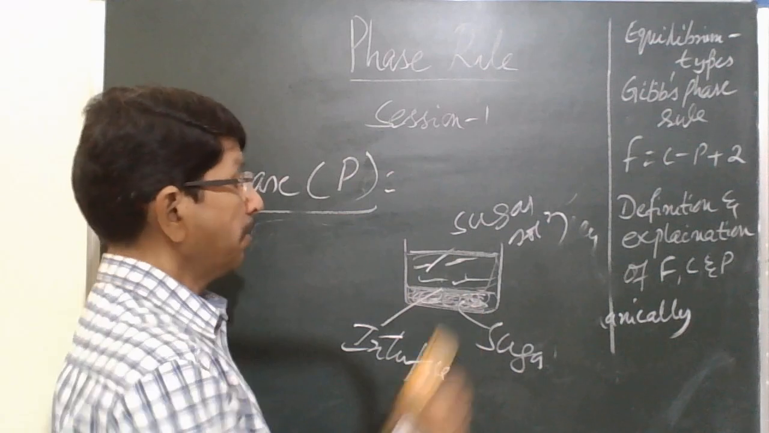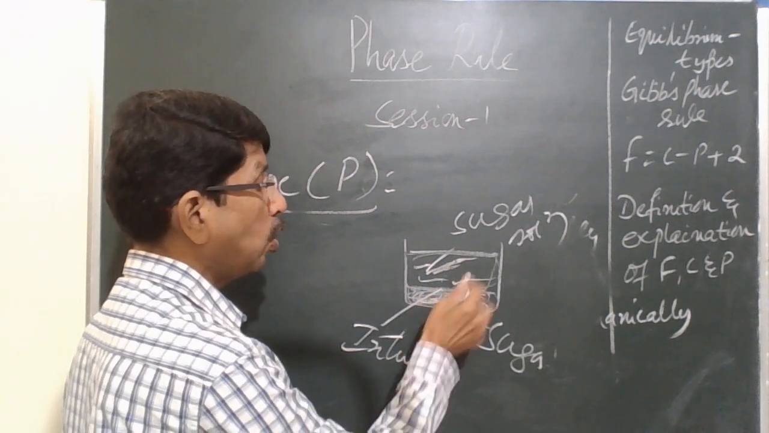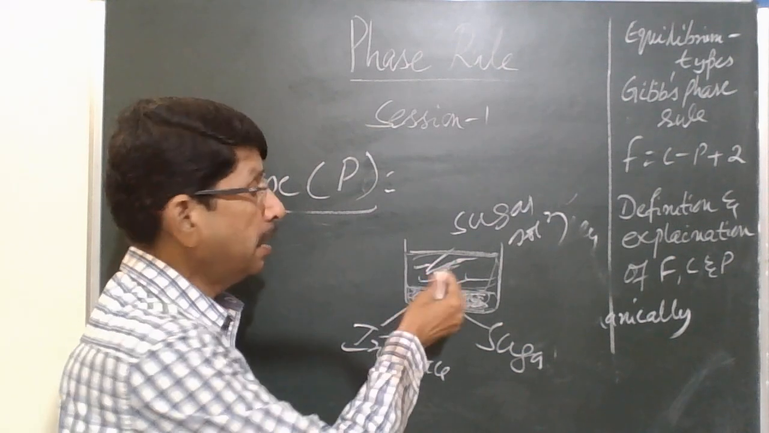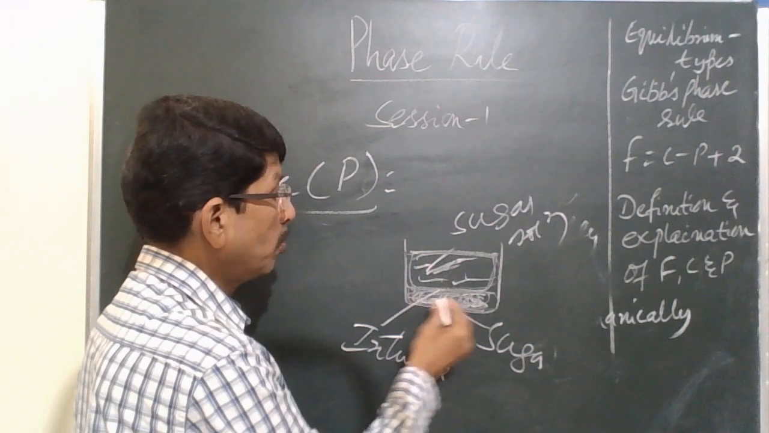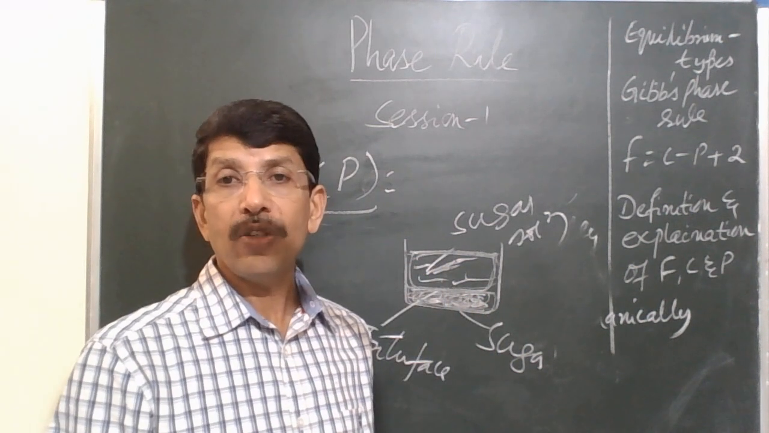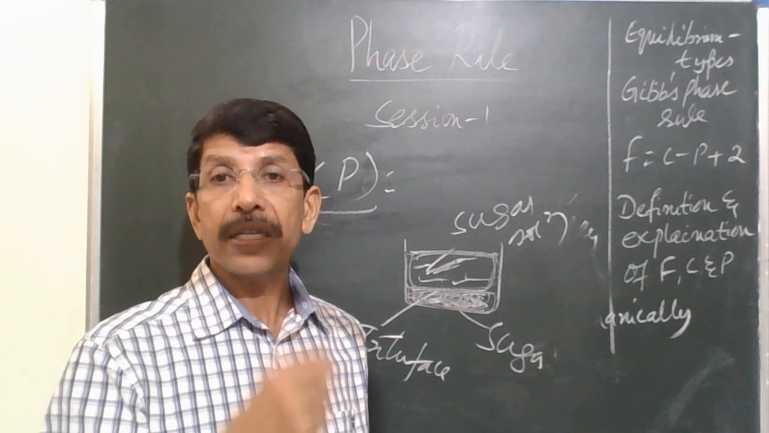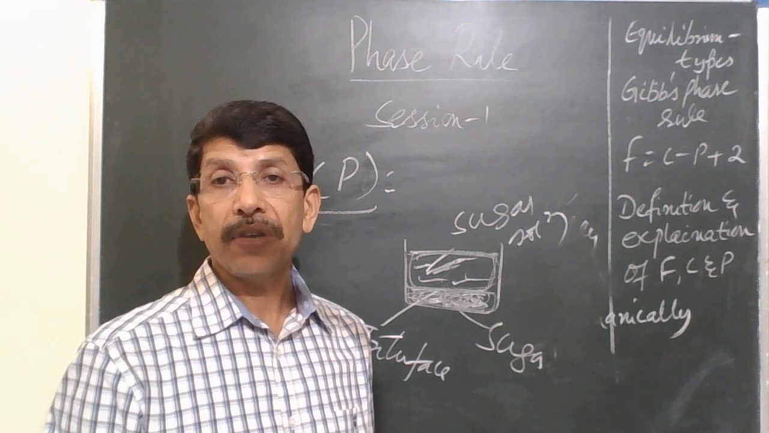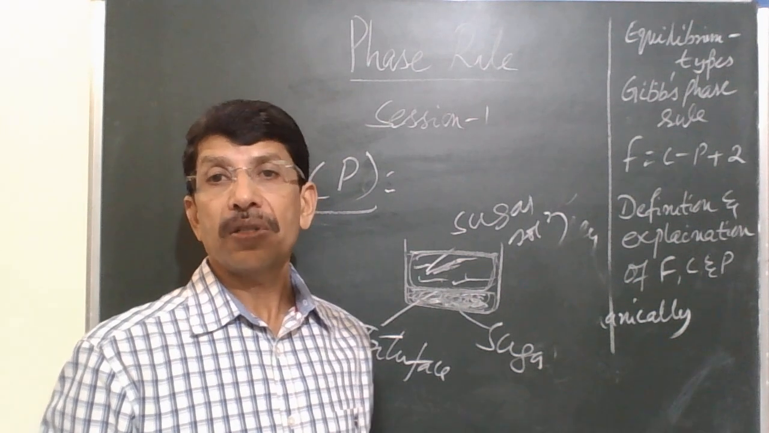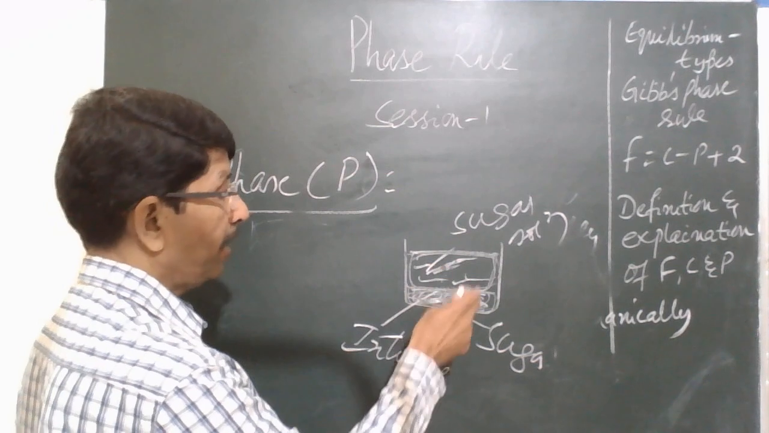Right? So now this is a homogeneous part, and this is also homogeneous. This is solid sugar and this is a sugar solution. So this phase is homogeneous. This phase is also homogeneous. So a phase is a homogeneous and physically distinct part of a system, bounded by a surface and mechanically separable from other parts of the system. So this is one example of a system. This is one phase, the other phase.